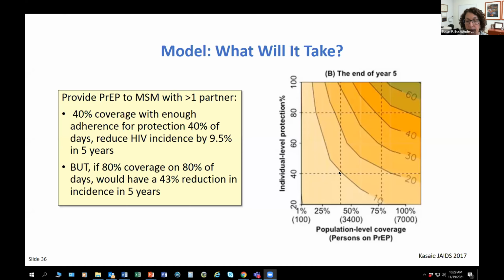Here's another model. This has now got a 5-year time scale, and this one suggested that if you had 40% coverage and 40% adherence, you'd get a little less than 10% reduction in HIV infection rates over 5 years. Remember, we're supposed to get to 75%. So to get even closer to that, you'd need 80% coverage and 80% adherence to get to a little over 40% protection. So what that's suggesting is that in order to get to our numbers for ending the epidemic, we need to scale up testing, treatment, and prevention and PrEP. But that PrEP can get us a substantial proportion of the way there if we can really improve coverage and adherence.